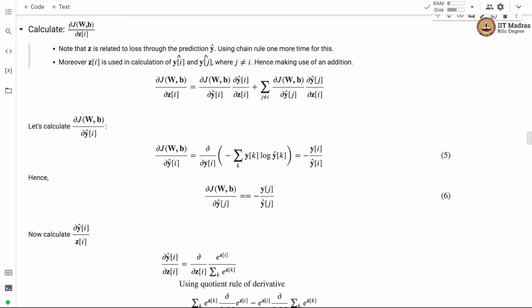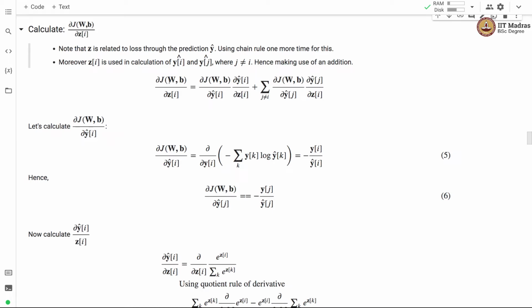Now comes the fun part where we calculate the partial derivative of the loss with respect to Zi. Now note that Z is related to the loss through the prediction y hat. So we'll be using the chain rule one more time. And moreover, Zi is also used in the calculation of yj where j is not equal to i. Hence we need to make use of an addition.